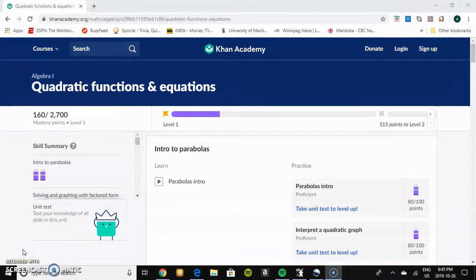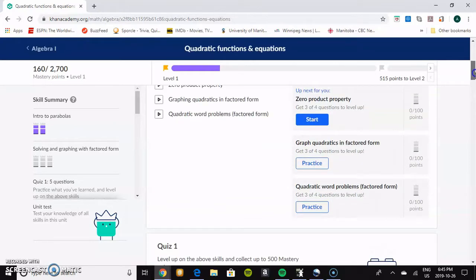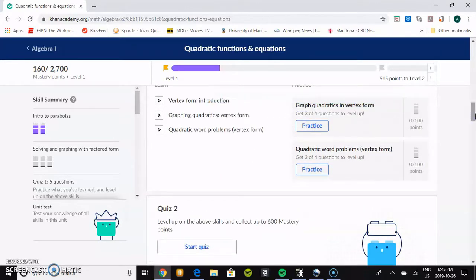And just one website I wanted to highlight here is Khan Academy. So Khan Academy has a ton of lessons and problems that any student can work on. There's a whole unit here, as you can see, on quadratic functions and equations. So just taking a quick look through here, there's an intro to parabolas, solving and graphing with factored form, vertex form, and so on and so on. So that's just another option if you wanted to try something different.